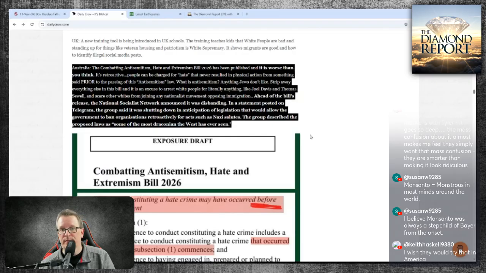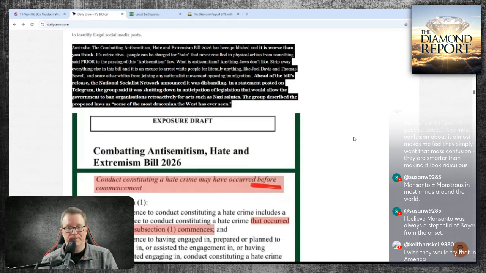What is anti-Semitism? Anything Jews don't like. Strip away everything else in this bill, and it's an excuse to arrest white people for literally anything. Like Joel Davis and Thomas Sowell, and scare other whites from joining any nationalist movement opposing immigration. Ahead of the bill's release, the National Socialist Network announced it was disbanding. In a statement posted on Telegram, the group said it was shutting down in anticipation of legislation that would allow the government to ban organizations retroactively for acts such as, quote, Nazi salutes. The group described the proposed laws as some of the most draconian in the West that we've ever seen.